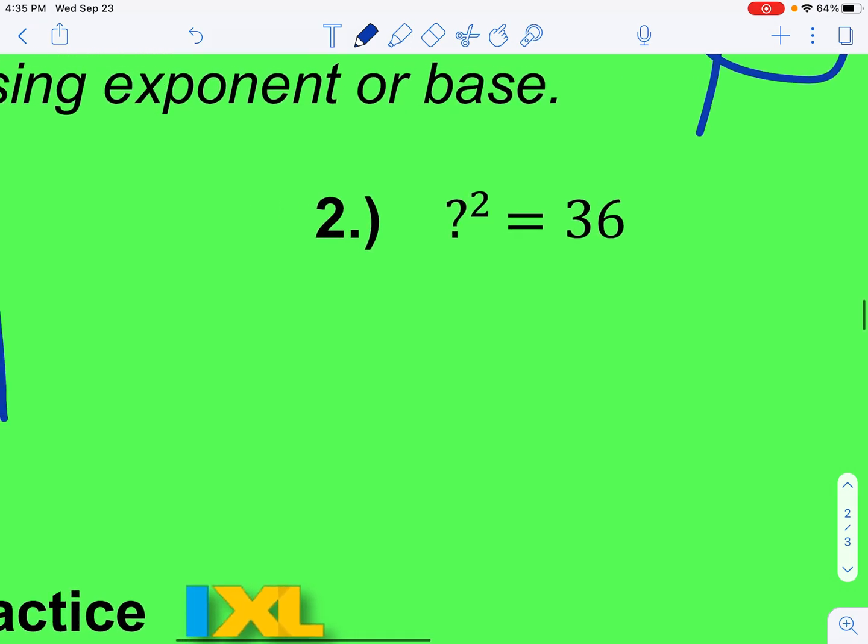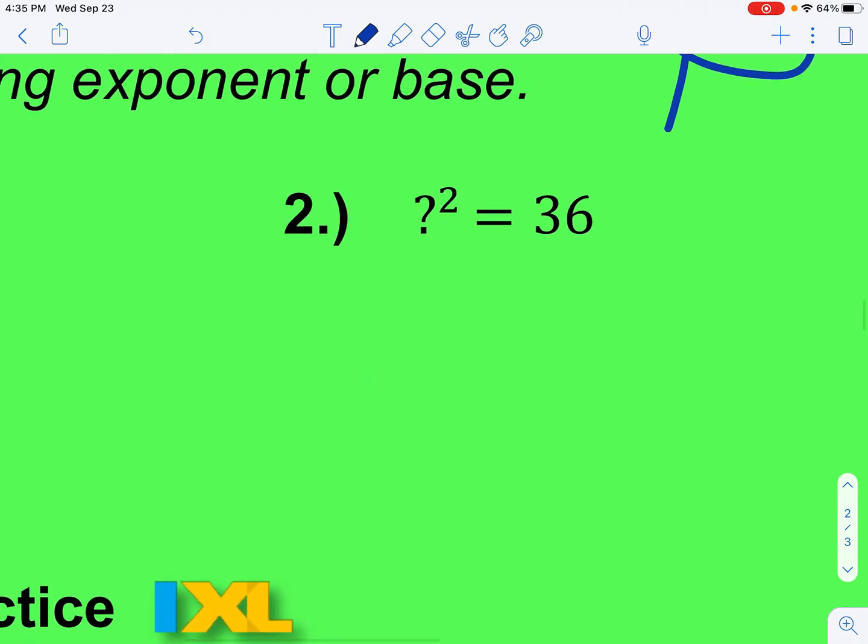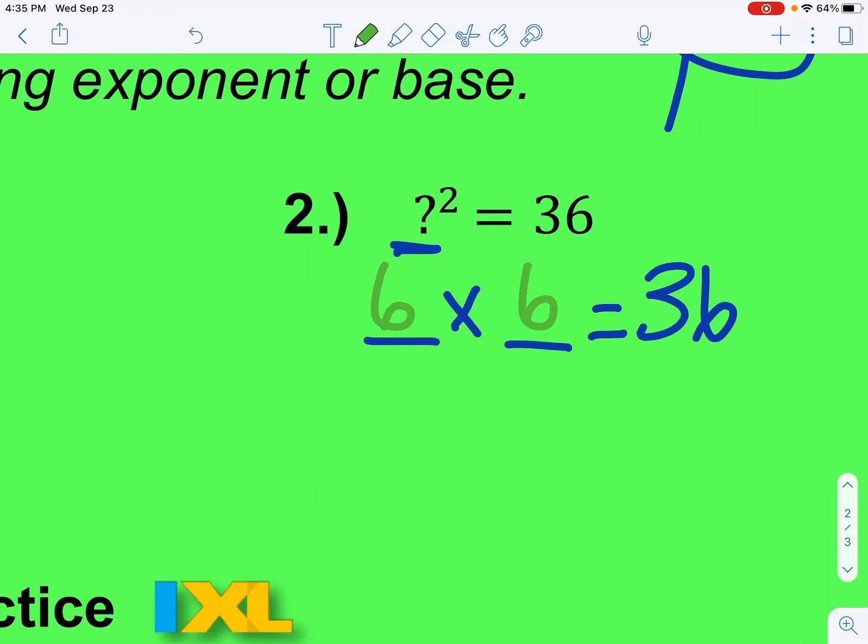Let's look at number 2. This time we need to figure out our base. We need to figure out what number I'm taking times itself to get 36. And I hope you know that we need 6 times 6, which gives us 36. So my answer is 6 squared equals 36.